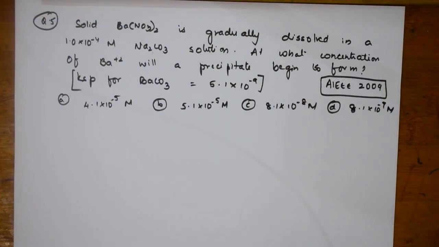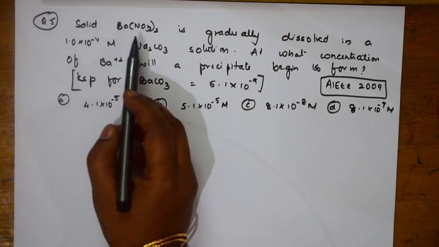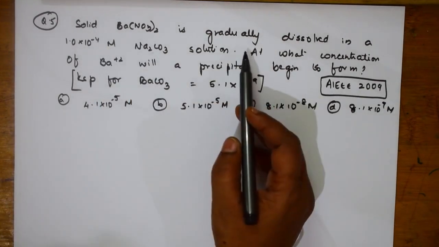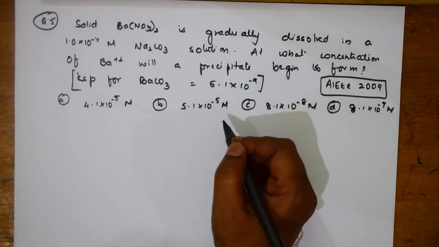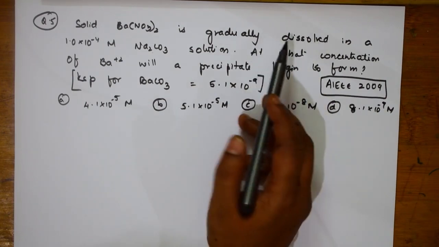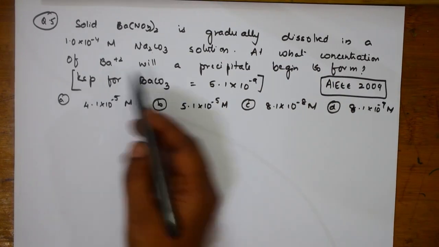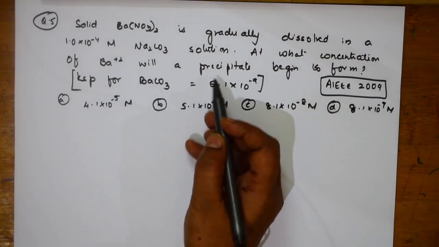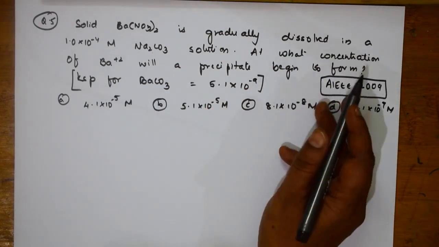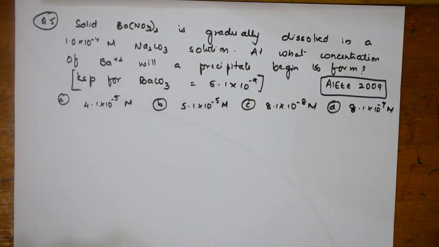Right. Now let us do one more question, which is based on finding the Ksp, the solubility product. They've given us solid barium nitrate that is gradually dissolved in sodium carbonate solution. At what concentration of Ba2+ will precipitation begin to form? Ksp for barium carbonate is given to us.